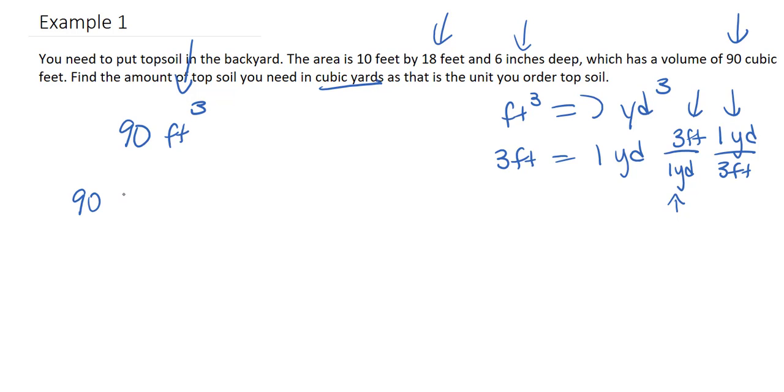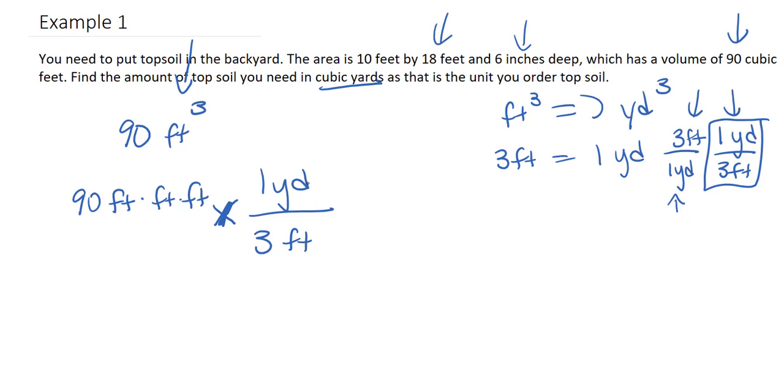If we have 90 feet cubed, let's instead write feet times feet times feet. We're just writing it 3 times, because that's what it means. We have 3 copies of feet. Then we use this one, because we need the feet on the bottom to get rid of the units for feet, with 1 yard on top. We cancel out this feet and this feet. But what do we notice? We still have 2 feet and only 1 yard, and we need cubic yards. So this means we need to do this 2 more times.